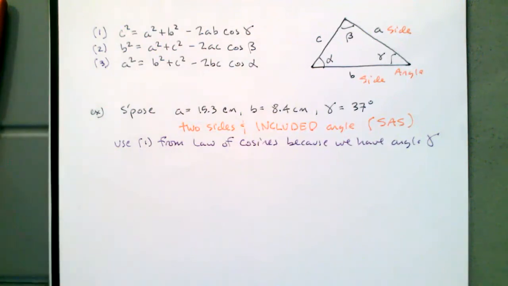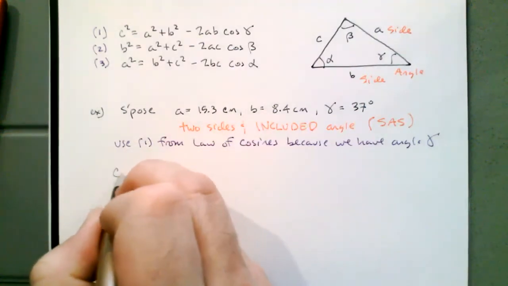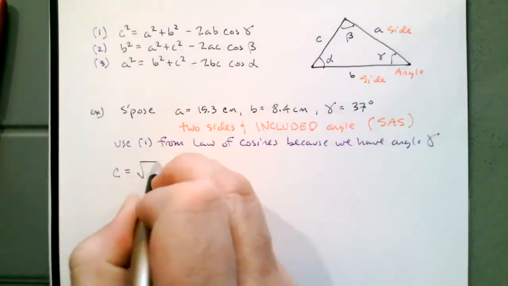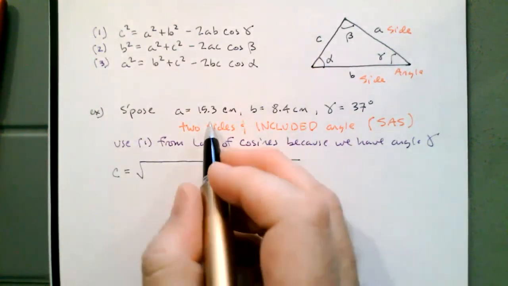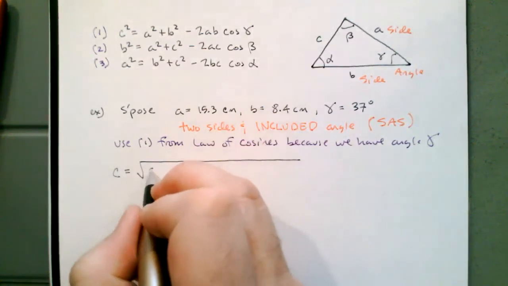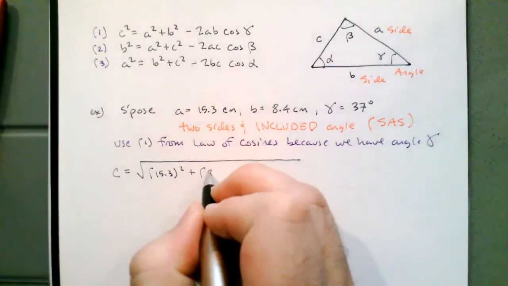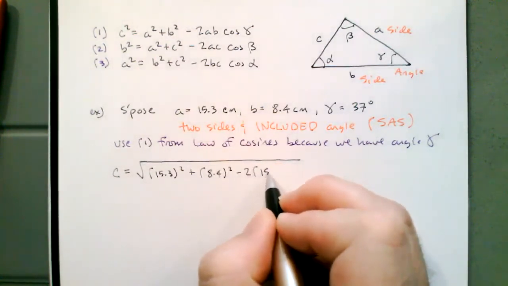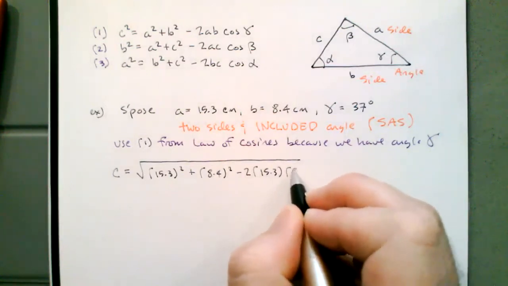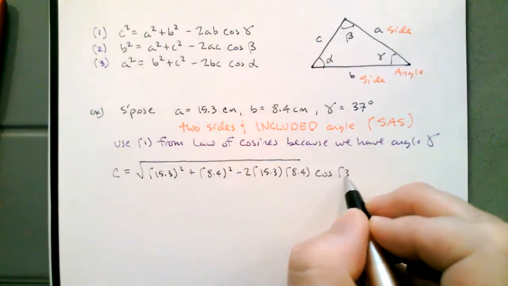So we just plug in A, B, and gamma. And we're also going to take a square root. So I'm just going to take care of this all at once. C is going to be the square root of A squared plus B squared. So A squared is 15.3 squared plus B, 8.4 squared, minus 2AB times the cosine of 37.